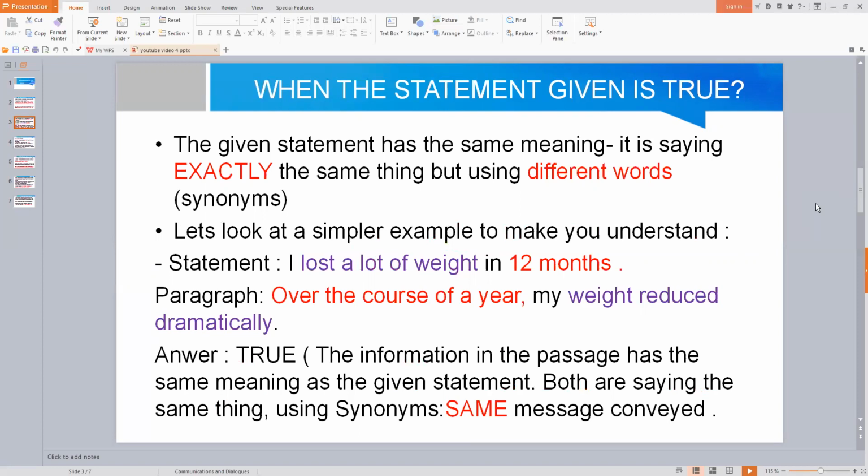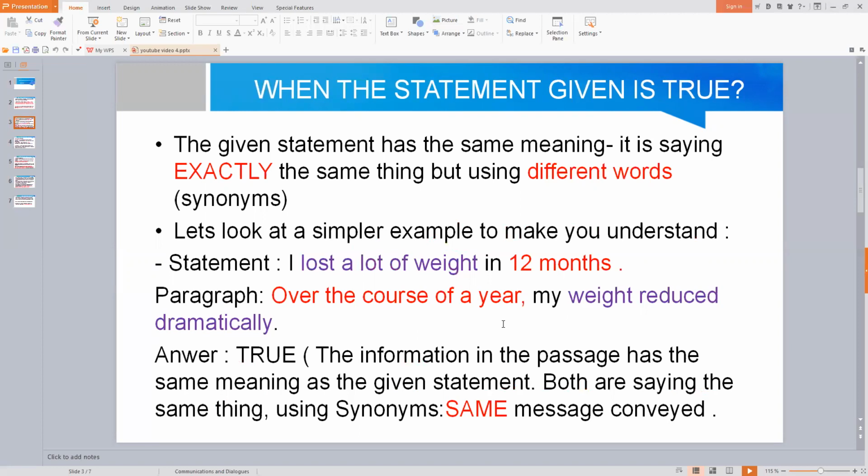So, is it true? If the statement given is true according to the information given in the passage, is it false, or is it not given? Well, the answer is true. Now you'll ask why? Because the information given in the passage, over the course of a year, my weight reduced dramatically, has the same meaning. It's saying exactly the same thing. Both are saying the same thing, but using synonyms. But the message that is conveyed is the same.